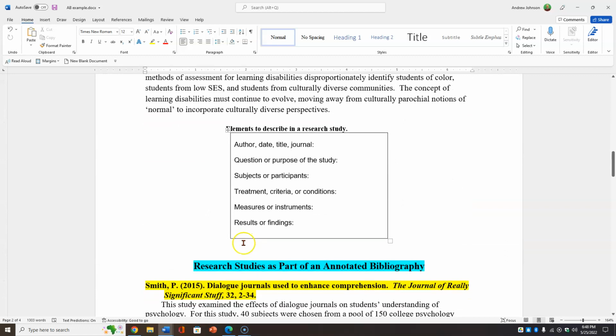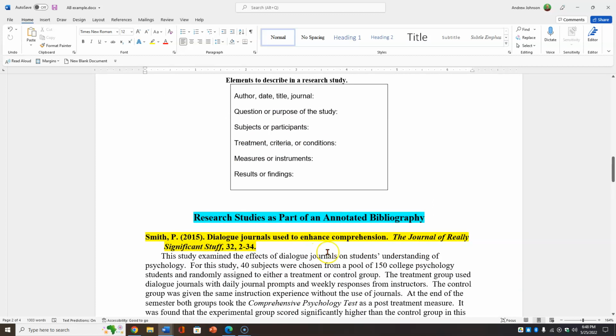All right. Now, if you include a research study of any kind, if it is research, you must include these things: the author, date, title of the journal. Yes. Question or purpose of the study. This study examined the effects of dialogue journals on students' understanding of psychology. That's the purpose.